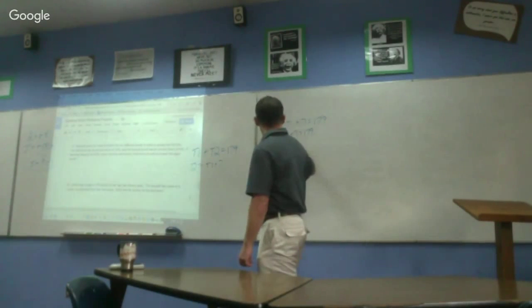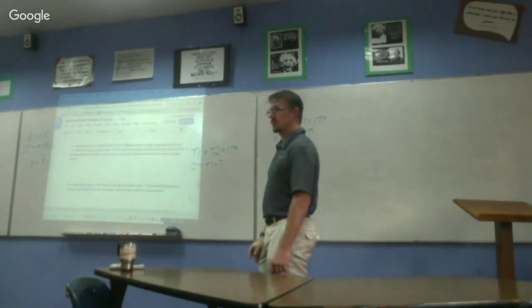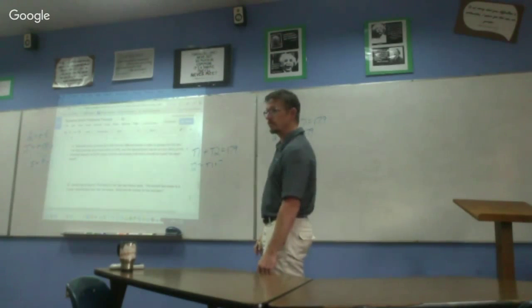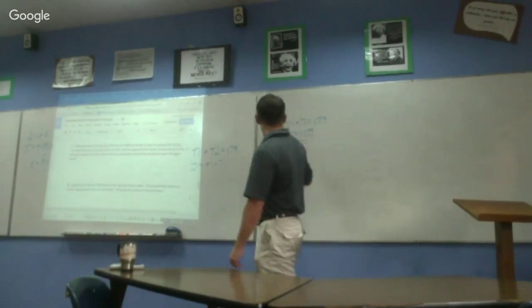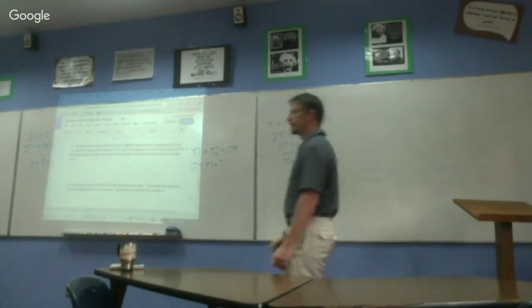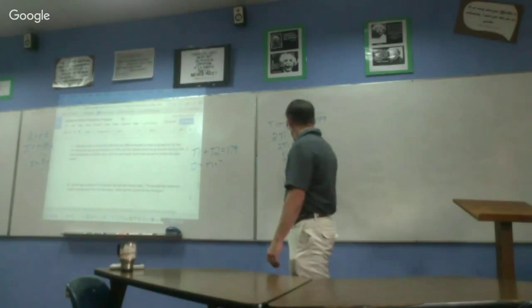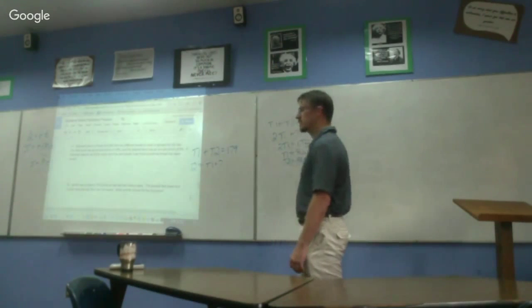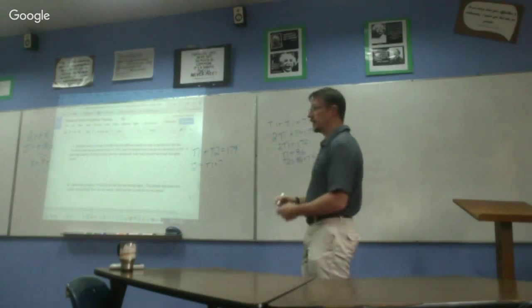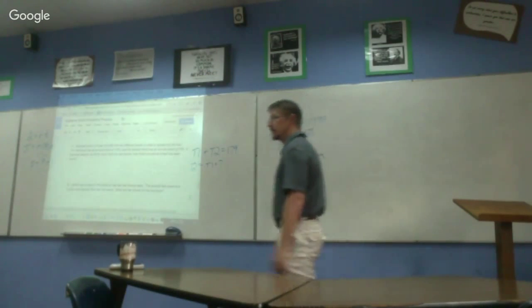2 test 1s is equal to what? 172. Now what? Test 1 is divided by 2. 172 divided by 2 is 86. Test 1 is 86. Well, if test 1 is 86, then test 2 is what? 86 plus 7, which is 93. 86 plus 93 gives you what? 179.